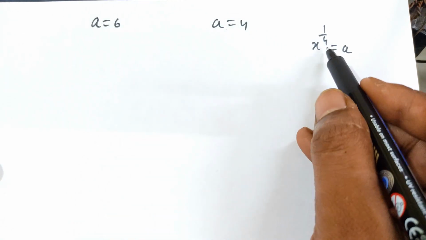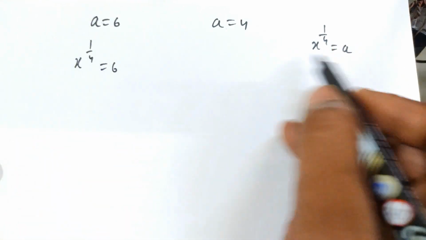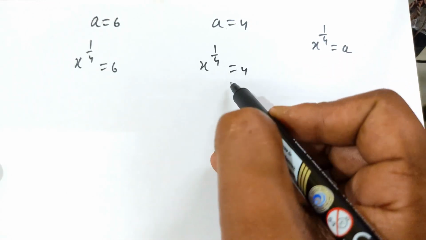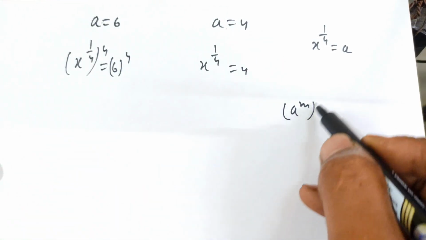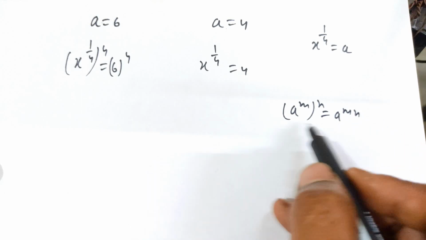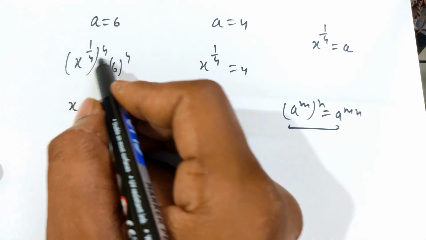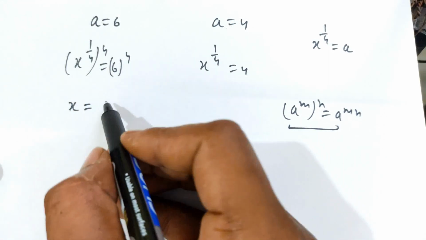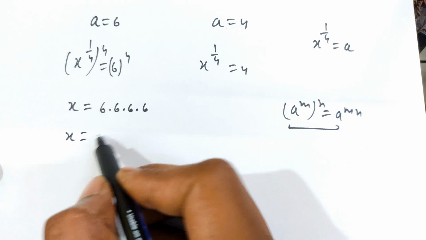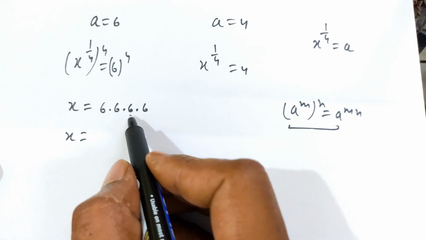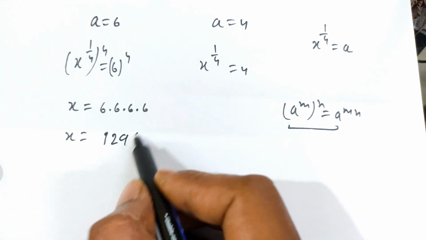And we know that a is equal to x^(1/4). Now this a is replaced by x^(1/4), and this is equal to 6, and this a is replaced by x^(1/4), and this is equal to 4. If we take power 4 on both sides, then we know that (a^m)^n is equal to a^(m×n). So by using this rule, 1/4 multiplied by 4 gives 1, so x is equal to 6^4. 6^4 means 6 times 6 times 6 times 6. 6 times 6 is 36, 36 times 6 is 216, and 216 times 6 is 1296.